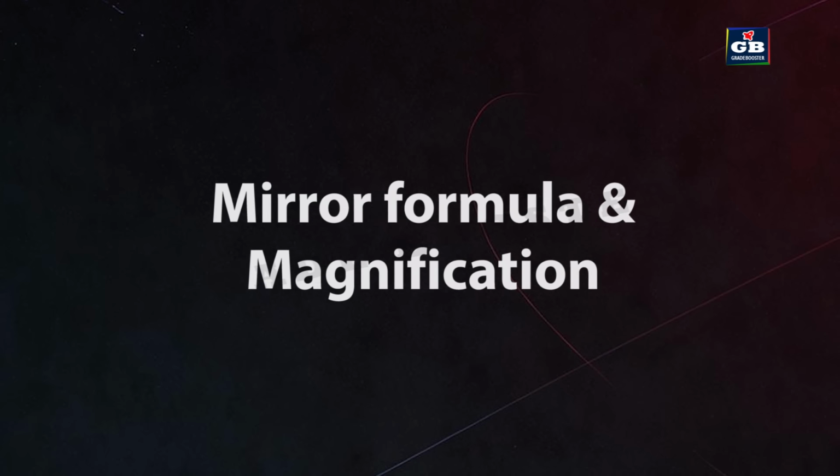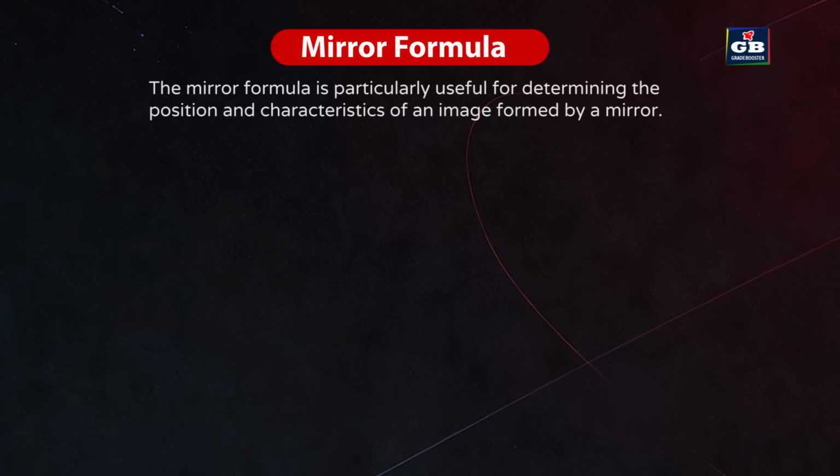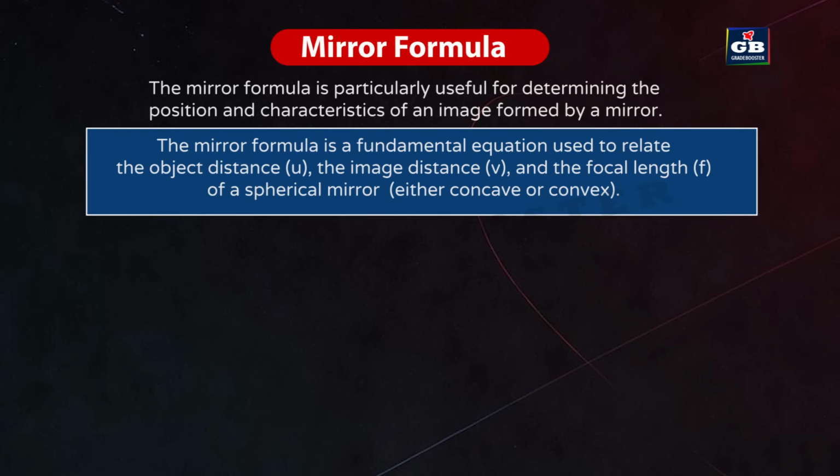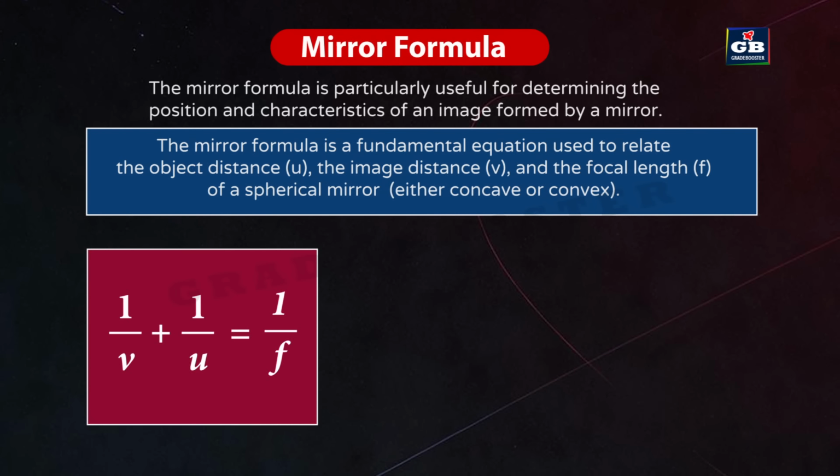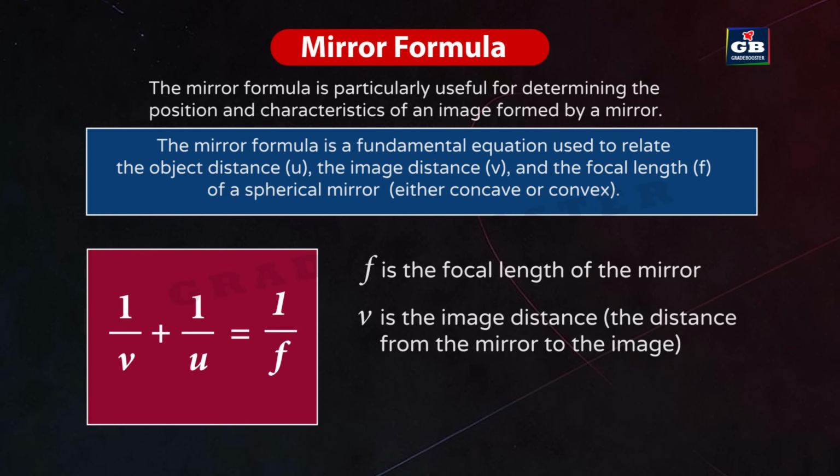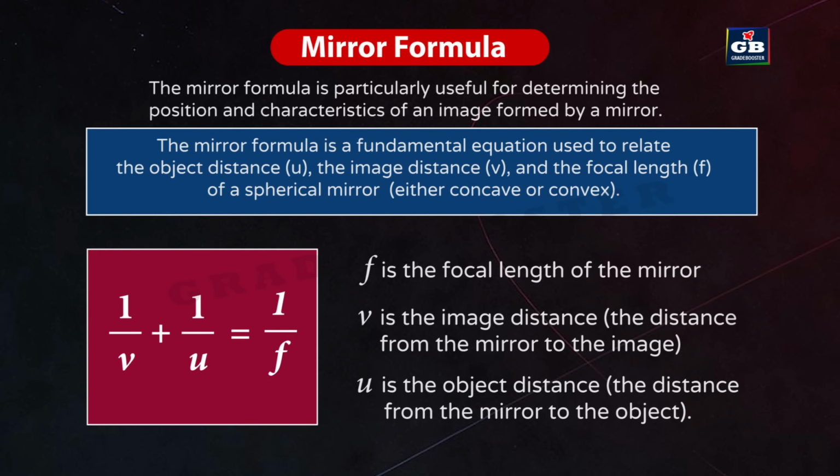Mirror formula and magnification. The mirror formula is particularly useful for determining the position and characteristics of an image formed by a mirror. The mirror formula is a fundamental equation used to relate the object distance u, the image distance v, and the focal length f of a spherical mirror. It is expressed as 1/v + 1/u = 1/f, where f is the focal length of the mirror, v is the image distance, meaning the distance from the mirror to the image, and u is the object distance, that is the distance from the mirror to the object.